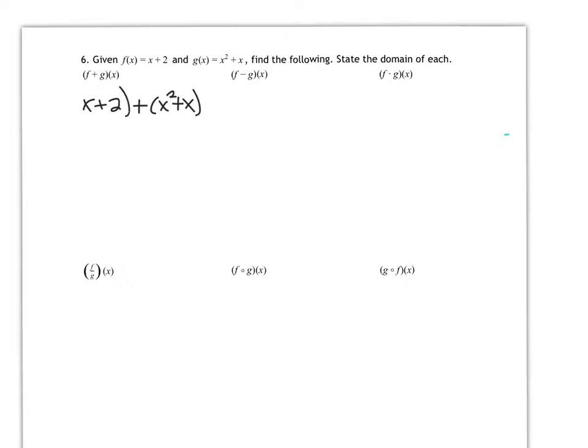If you want to make your life easy, just put them both in parentheses and then do whatever algebraic operations it would say. So this would be x squared plus 2x plus 2 when I add. Now the domain of this would be all real numbers because there's no denominator, there's no square root, there's nothing really to make it undefined.